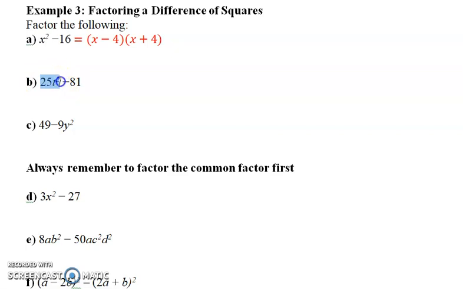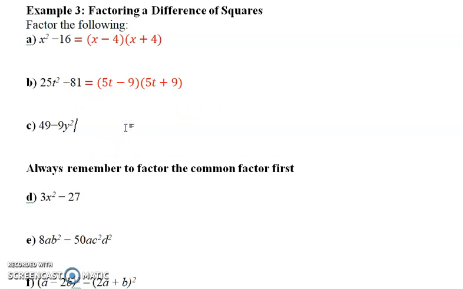So the square root of 25t squared is 5t. The square root of 9 is... sorry, the square root of 81 is 9. So one's 5t plus 9 and one's 5t minus 9. The order does not matter. That's it. Simple as that.